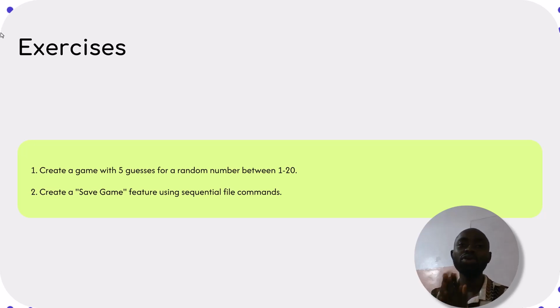Having gone through chapter 1, chapter 2, chapter 3, and chapter 4, I would like you to try your hands on these programs for me. Write a game with 5 guesses for a random number between 1 and 20. I would like you to save the game feature using the sequential file command. We'll look at it in the last section of our presentation. I would like you to also try your hands on it so that you get a grasp over what we are learning.